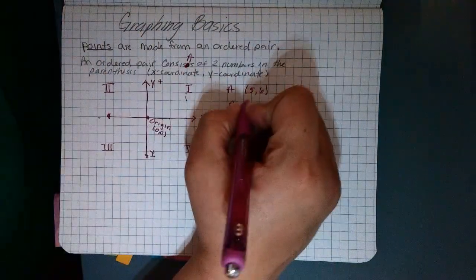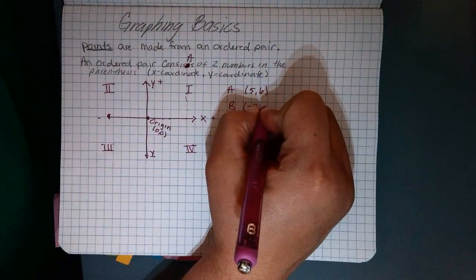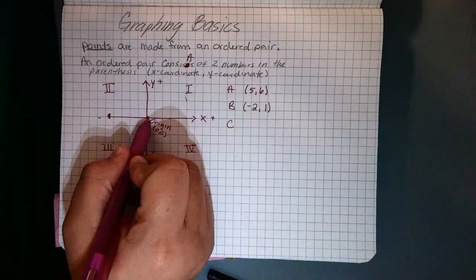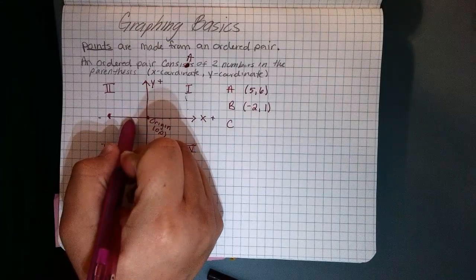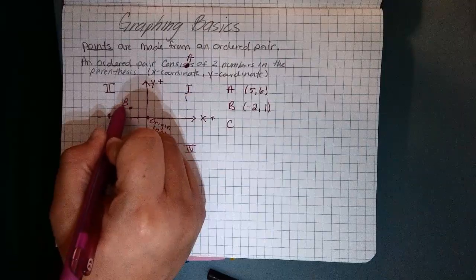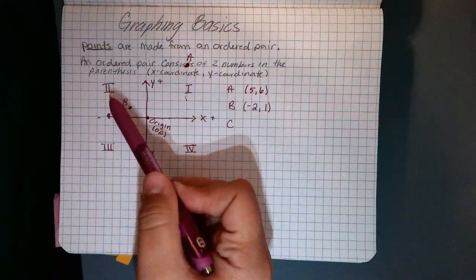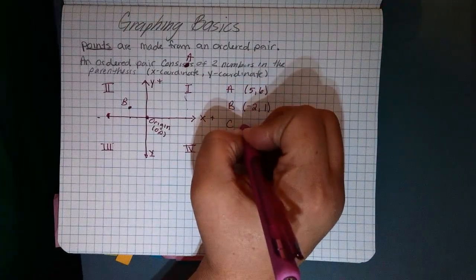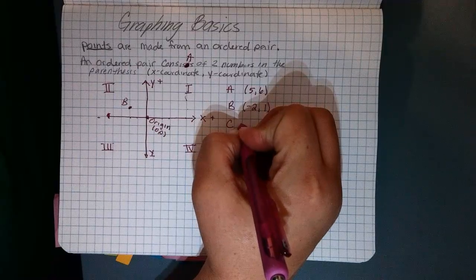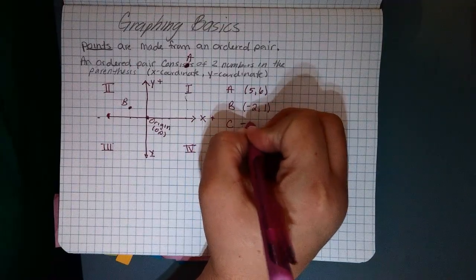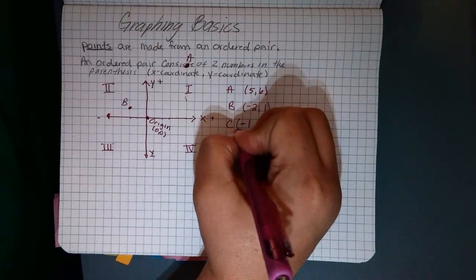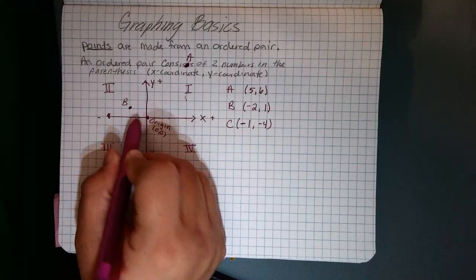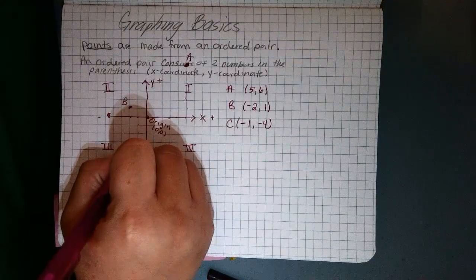Point B, we can say, is (-2, 1). So that's negative 2 in the x direction. So starting at the middle, we're going to go left 1, 2, and up 1 to give us point B. Notice that I'm labeling them with capital letters on the graph. And then finally, let's do one that's in quadrant 3 with both negatives, so (-1, -4). We're going to go left 1 and down 4 spaces to give us point C.